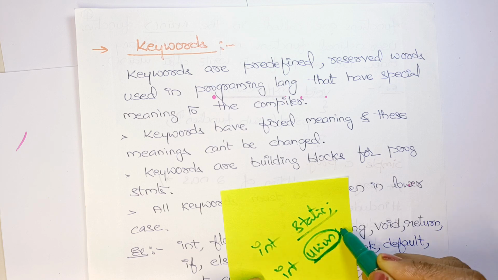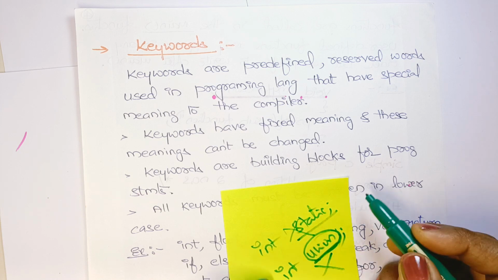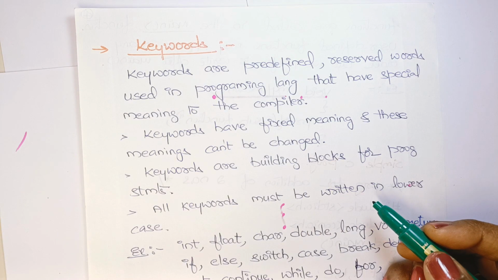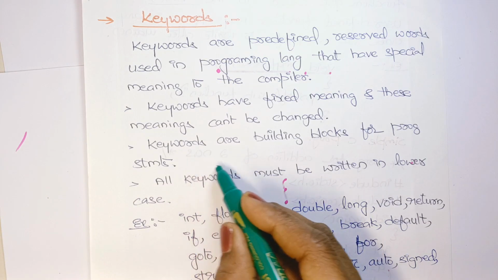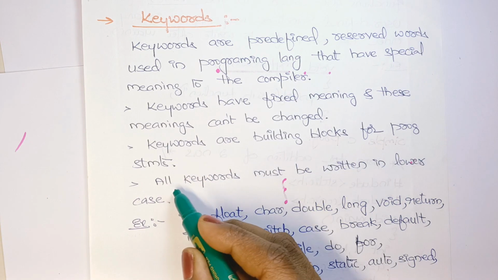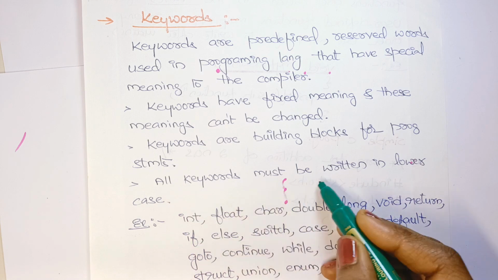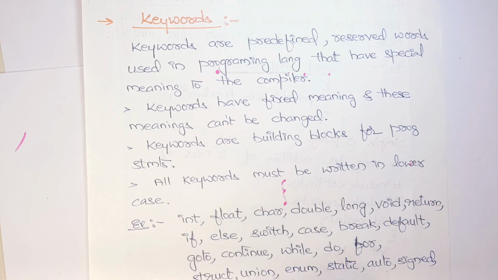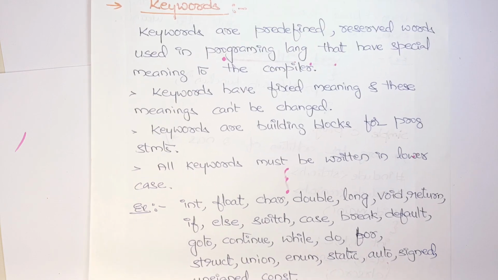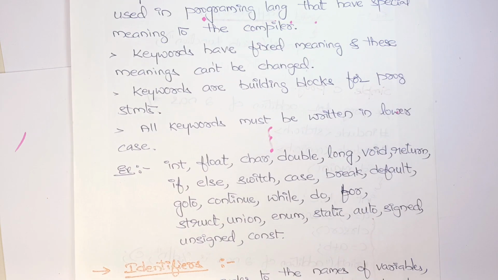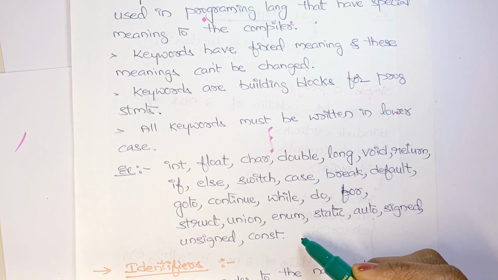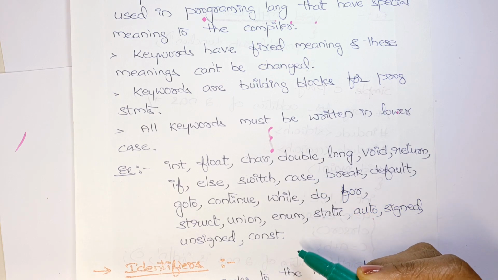You cannot mention a keyword name as a variable. These are all reserved words. Keywords are the building blocks for programming statements. All keywords must be written in lowercase. Keywords must be written in lowercase only. So these are all the keywords used in the C programming language.